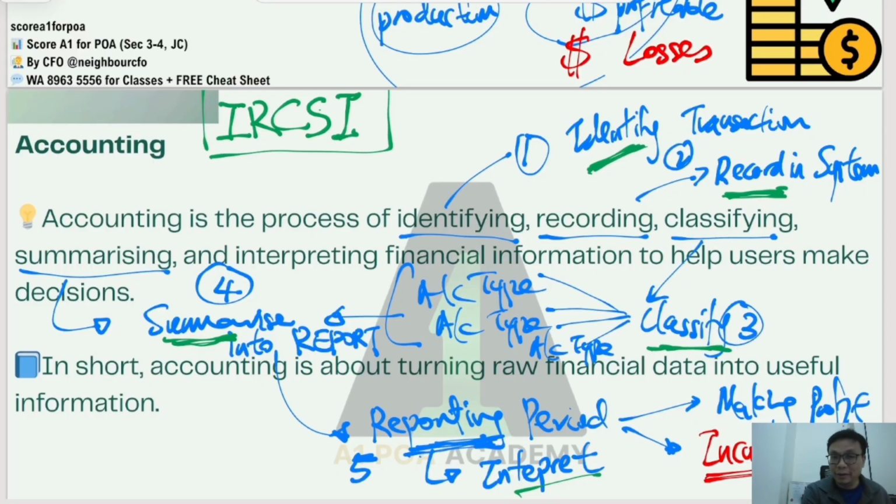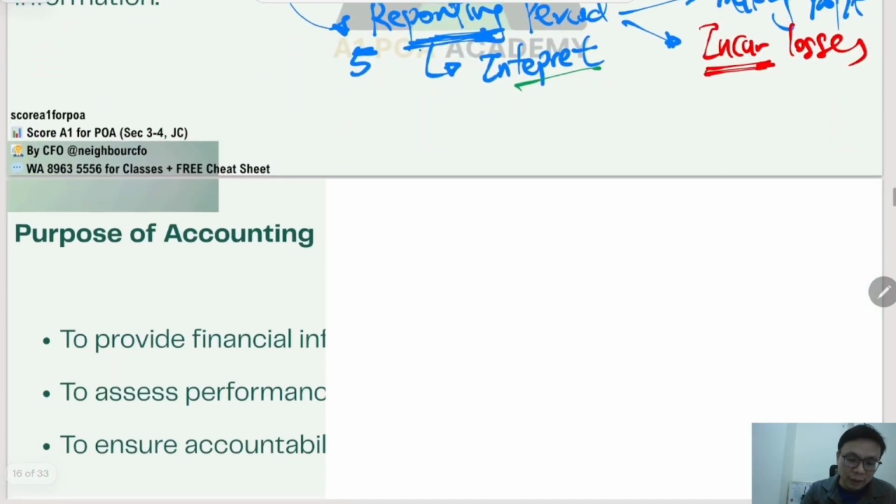So once again, IRCSI. Just remember, in short, accounting is about turning raw financial data from IRCSI into useful information. So on start, you have raw info, and by the time you go through IRCSI, you'll be able to get useful information. With that, let us now go to the next slide.